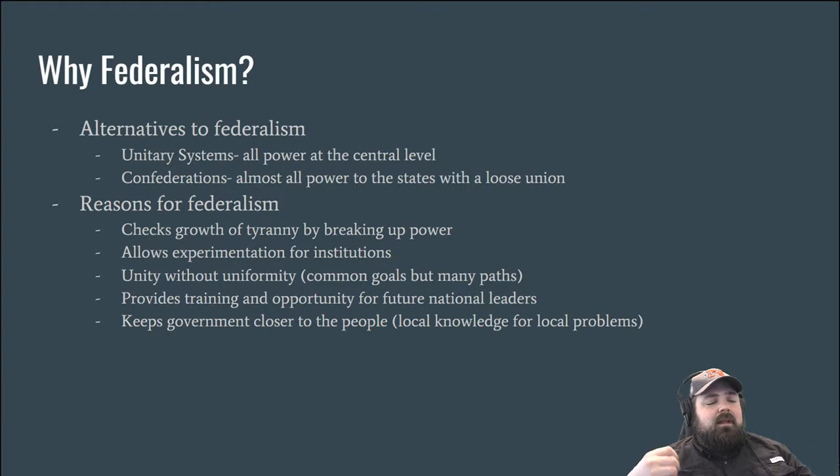Another thing that federalism allows for is experimentation within institutions. At the federal level, there's just one institution, but at all the different local levels, you can experiment with better ways to govern your people locally. This allows for a lot of experimentation. A good example of this experimentation, allowed by federalism, is the Nebraska legislature. Most of the states in the United States have more than one house.